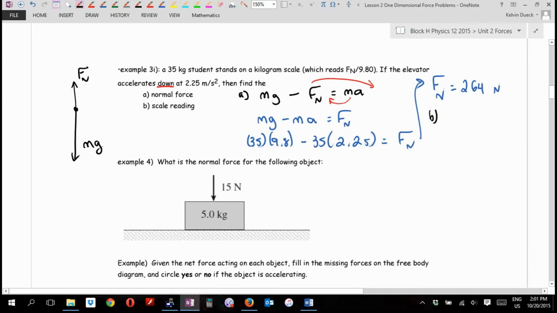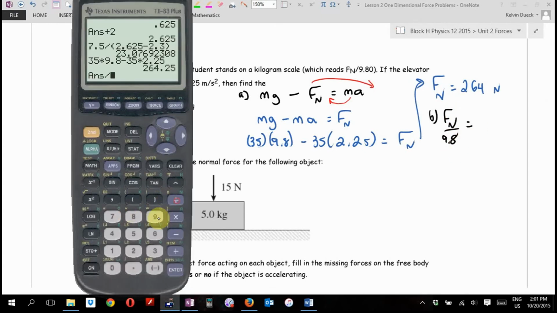Say it louder. Just divide newtons by 9.8. So if I go that divided by 9.8, the scale would read 27 kilograms. Instead of feeling 35 kilograms of mass, he would feel like he had a mass of 27 kilograms. Has his mass changed? No! What has changed? The normal force.